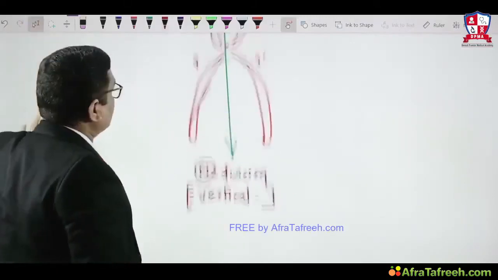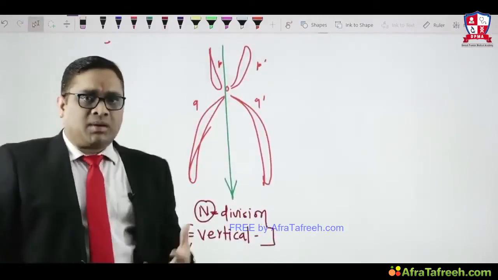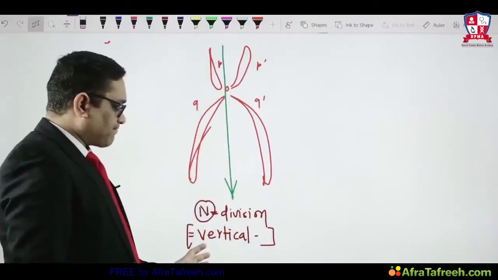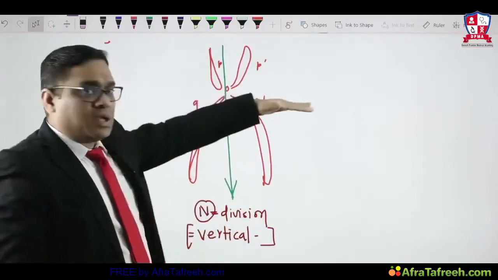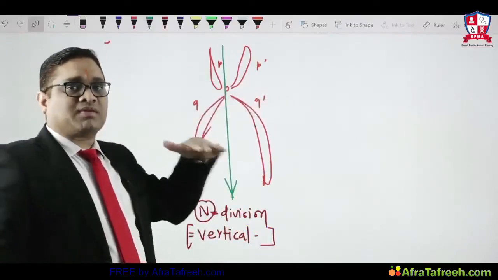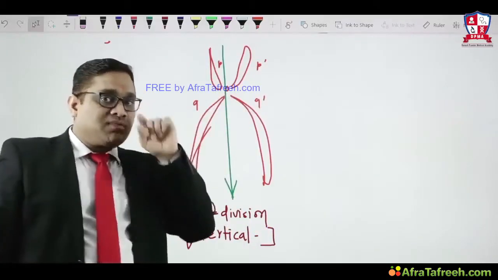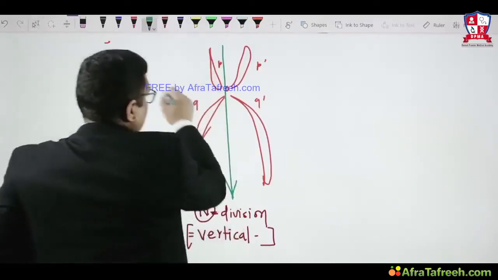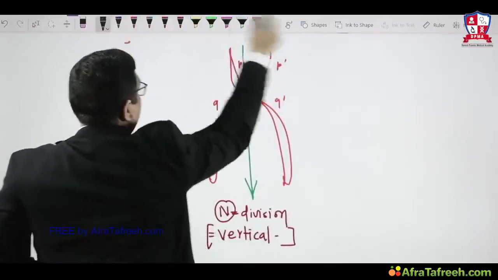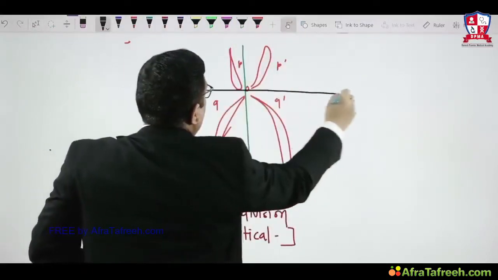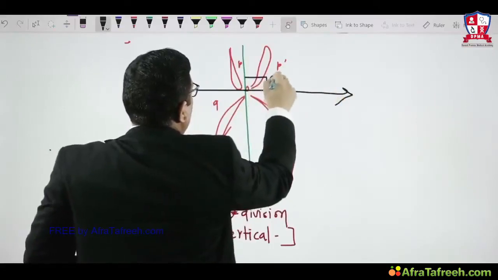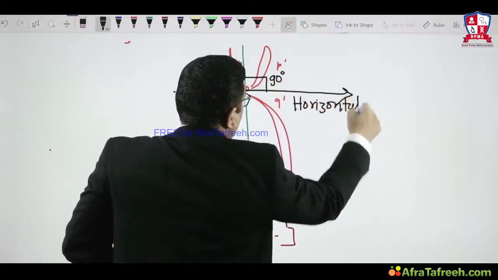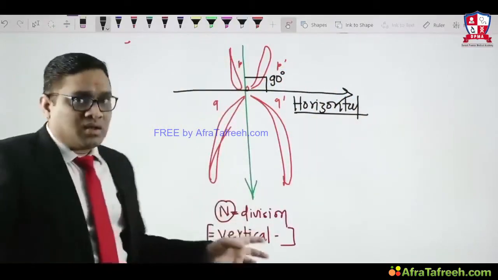But when the examiner asked this question in the AIIMS exam 2013, the question was, if a chromosome is dividing perpendicular to the normal division. This is the question language. At that time you should know that normal division is the vertical division. So what is perpendicular? Perpendicular means horizontal division. So vertical division is the normal division and horizontal is not normal.